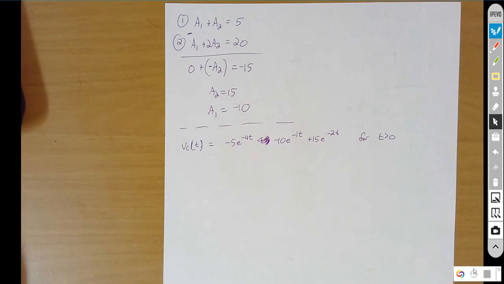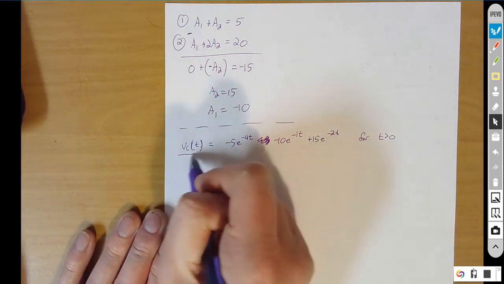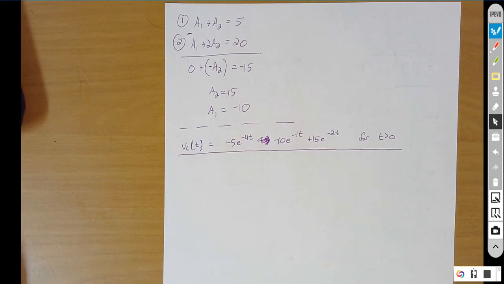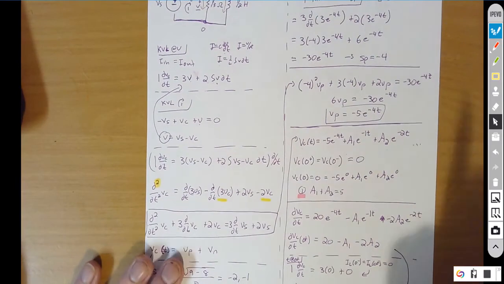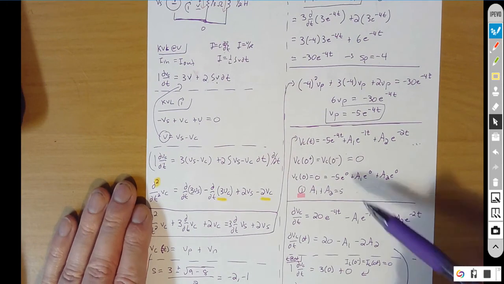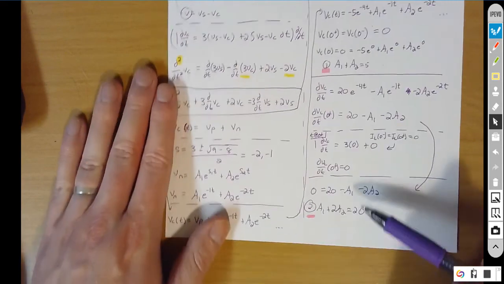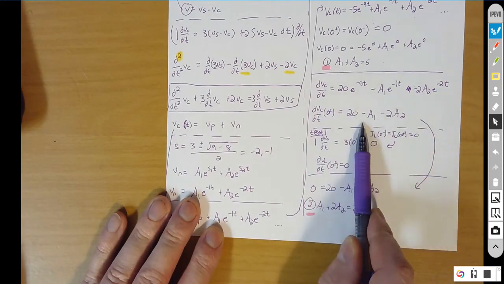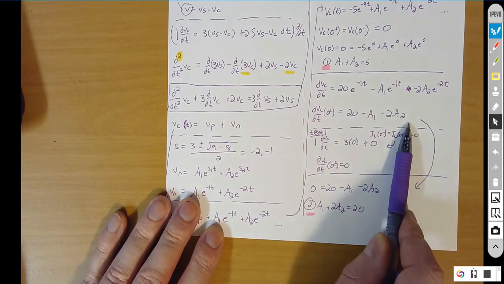Unfortunately, this answer is wrong. Why? Because previously I made a mistake. So let's fix that mistake. So this one's fine. Let's go find the one that's wrong. So we find the derivative here. We're fine here, 20 minus A1 minus 2A2, that is fine. The error comes in right here.